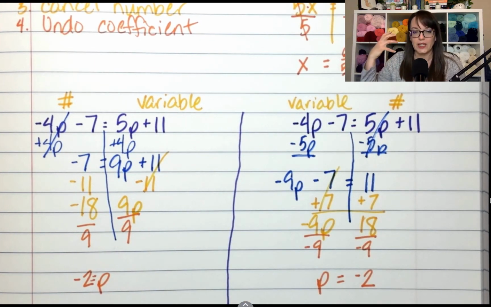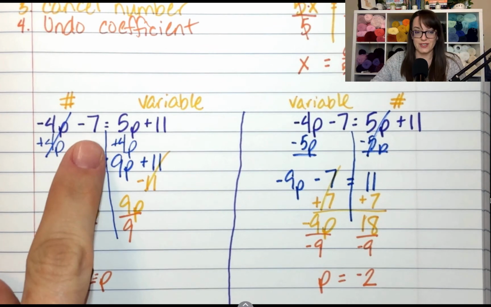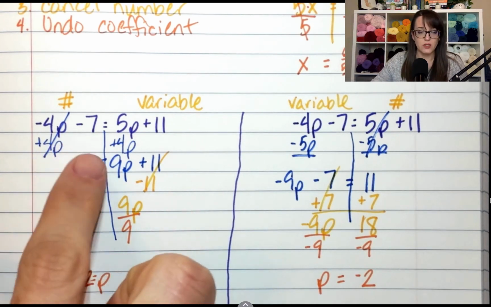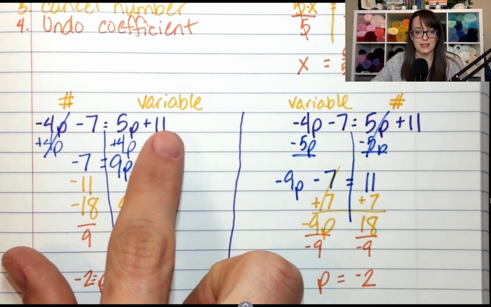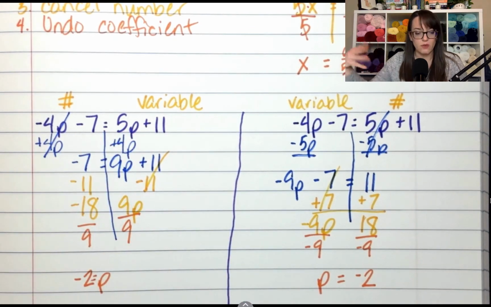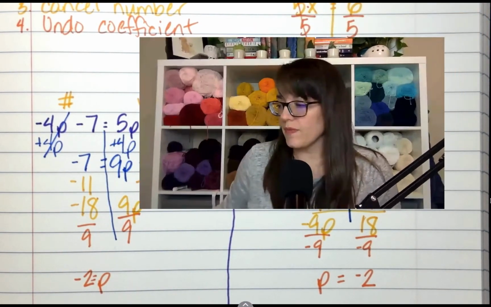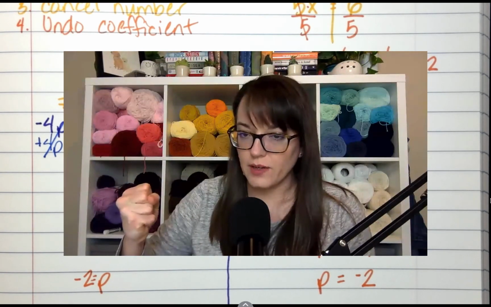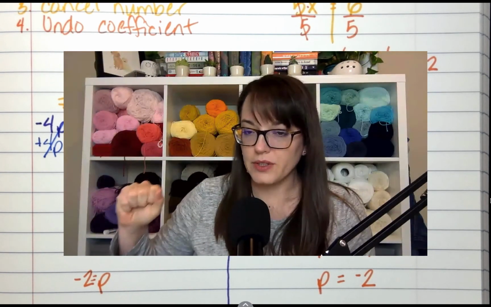So don't get really hung up at the beginning like, I need to put things here. I need to move this first. If this negative 7 jumps out at you and you're like, I want to cancel out that negative 7, do it. Do it on both sides first. Just make sure that when you add that 7, you add it to the 11, not the 5p, because 7s don't go with p's. All right, this just takes practice. Remember, your variables go together with other variables. Numbers go with other numbers.